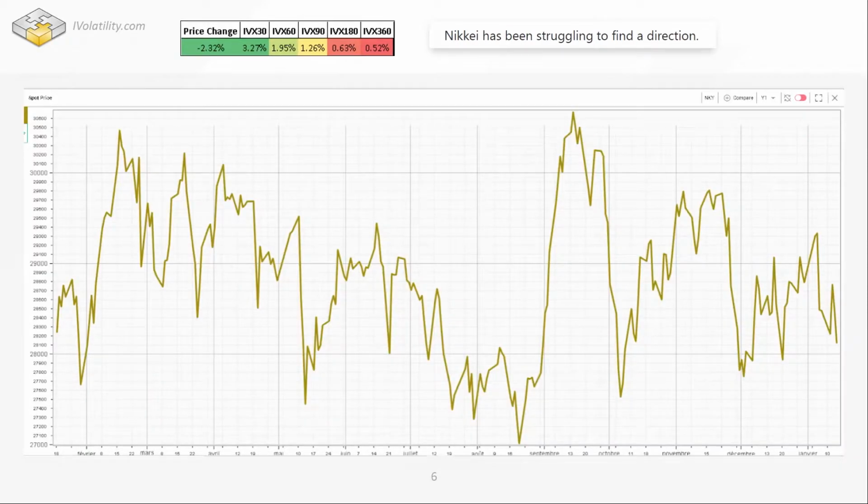We can see that the Nikkei has been trading in a range for the last 12 months, so quite a boring Japanese market at the moment, really. I mean, there is a lot going on under the surface, but at the top level, obviously, very little happening.